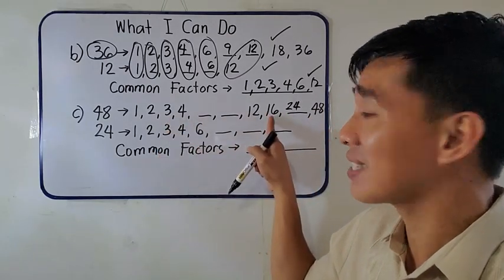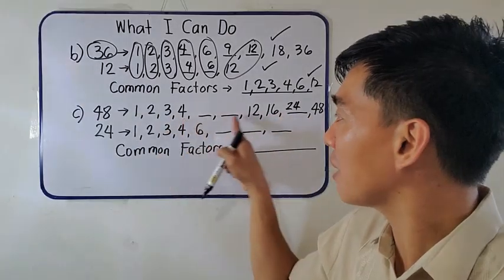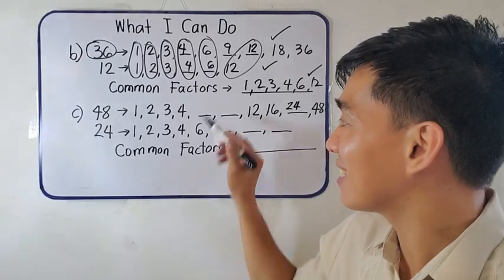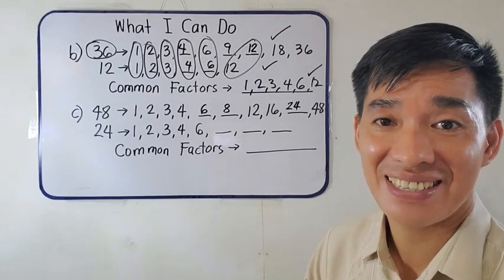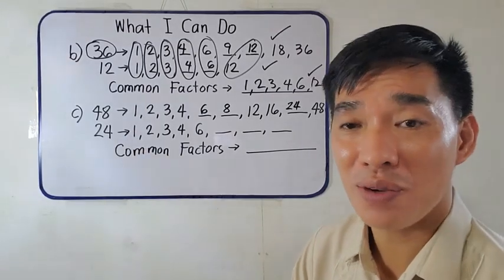Next, 3 times 16 is also 48. 4 times 12 is also 48. This time, the two missing numbers are 6 and 8, which is equal to 48. Now, let's proceed to 24.